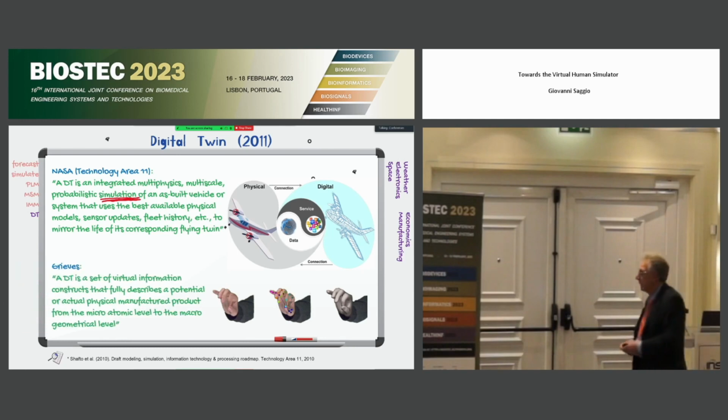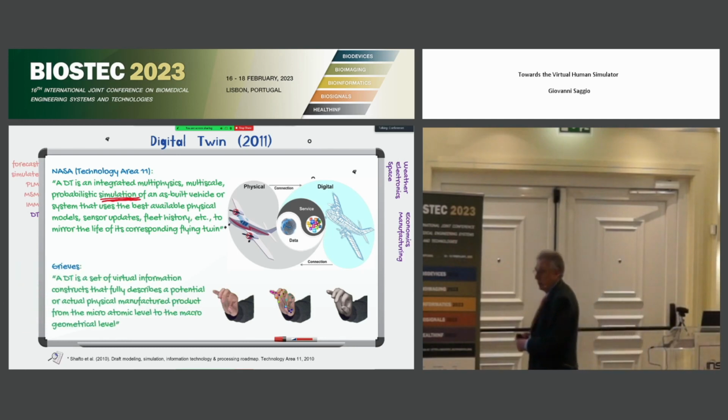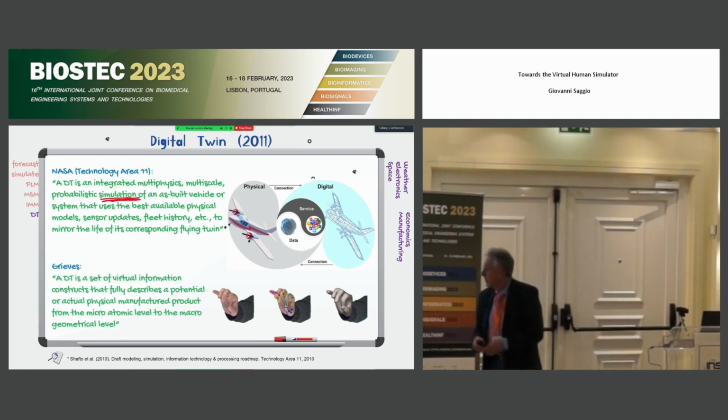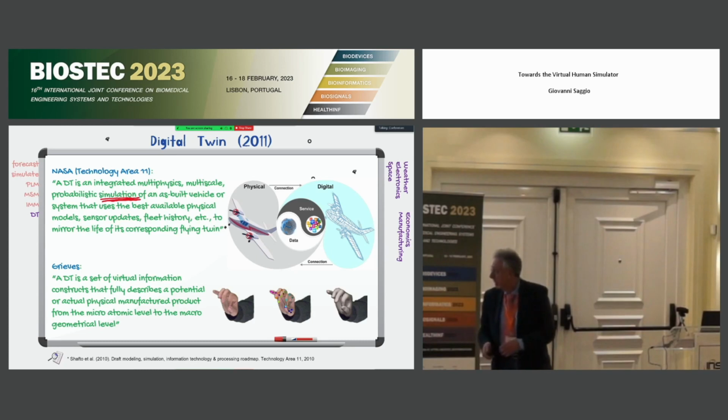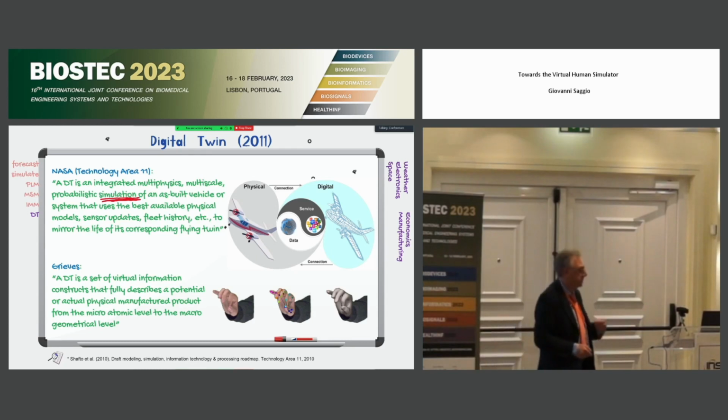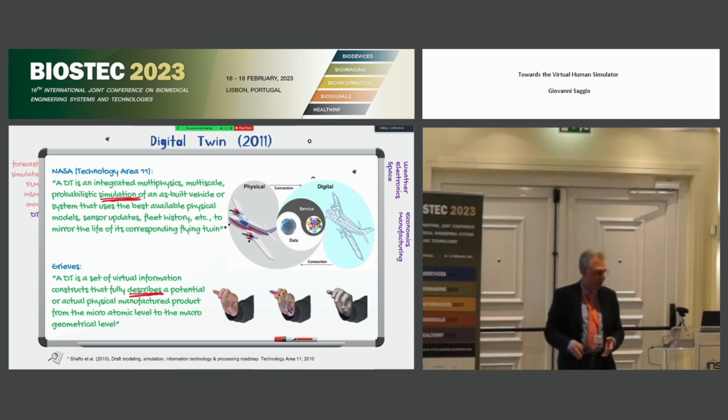But Greaves gave another definition. He considered a digital twin a set of virtual information constructions that fully describes a potential or actual physical manufactured product from the microatomic level to the macro geometrical level. So it means now the keyword is describe. So one thing is to simulate, another thing is to describe. And that's it, okay.